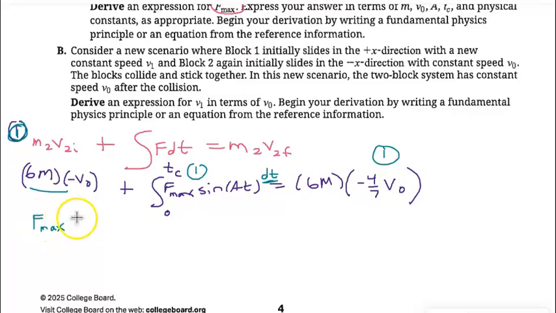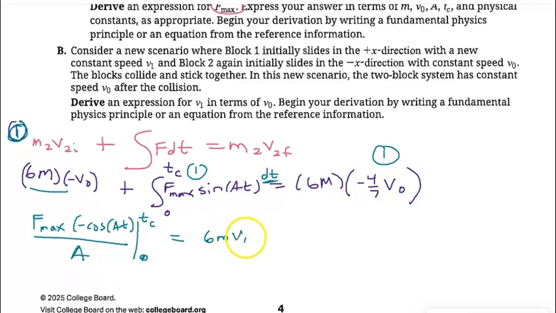I went on autopilot, and I didn't completely take the derivative, but I brought the a out instead of dividing by the a. Don't forget to evaluate. It's a definite integral. And then this turns into 6 mv naught from here, positive, minus, this is still negative, minus 24/7 mv naught.